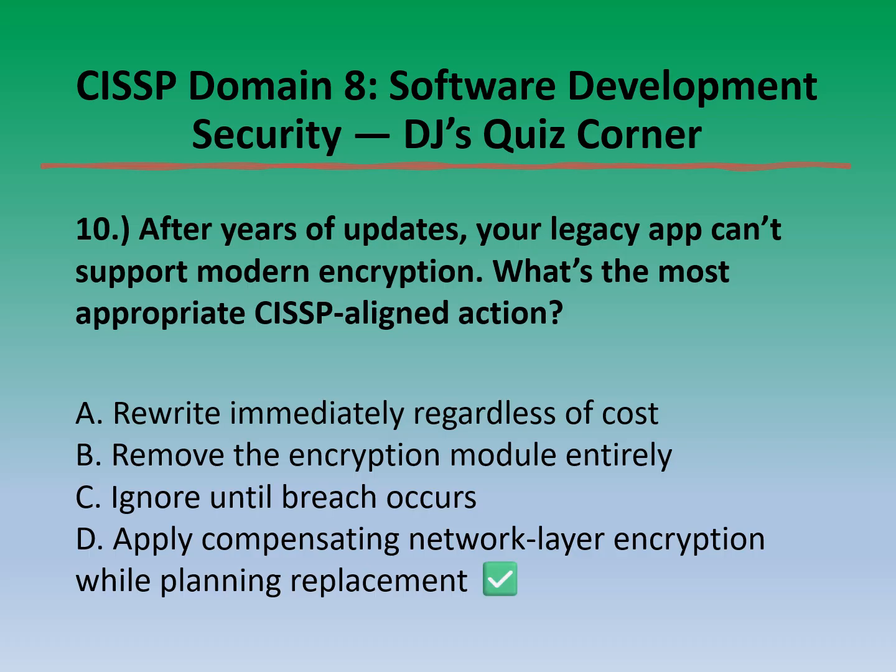The correct answer is D. Apply compensating network layer encryption while planning replacement. Apply compensating controls to maintain protection while planning long-term remediation. This balances risk, cost, and continuity.